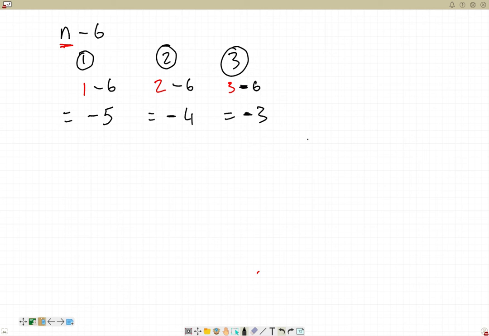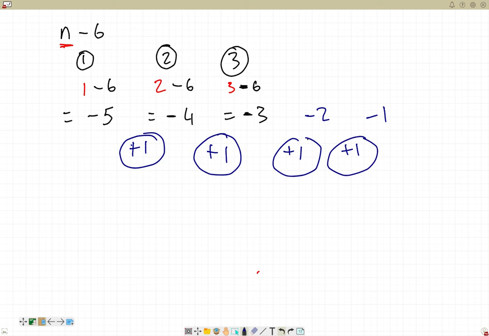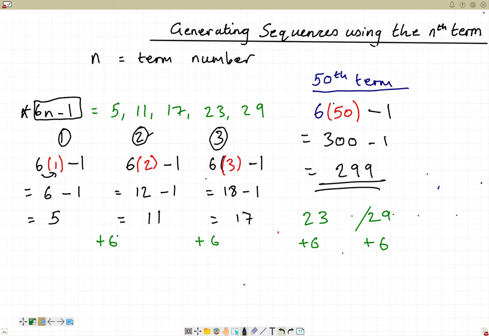Now, as you can see, there's a pattern emerging. So it's +1, +1, -3 plus 1 gives me -2, -2 plus 1 gives me -1. Now, if you notice, guys, this number here is always the coefficient. So here, the number before n is 1. That's what that number is. So in the last one, the difference was 6 plus 6. And the coefficient is +6 as well. So that's a little shortcut you can use once you get comfortable with this topic.